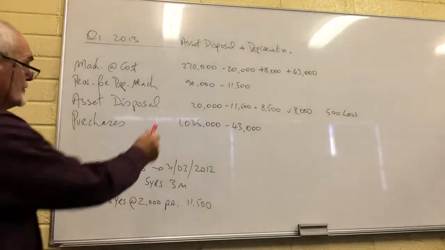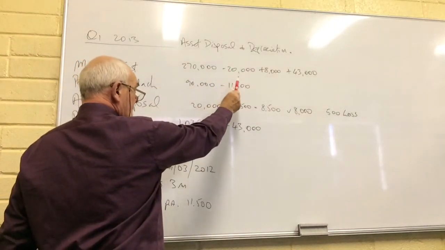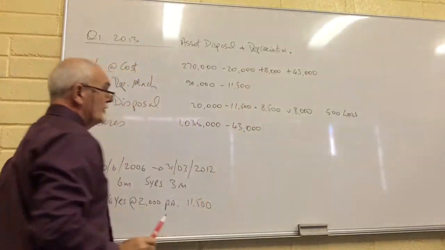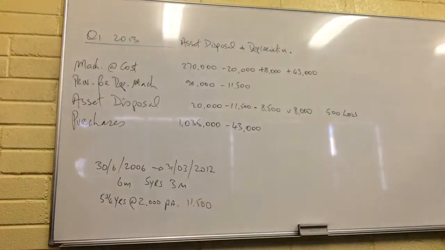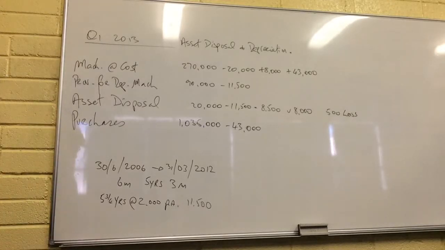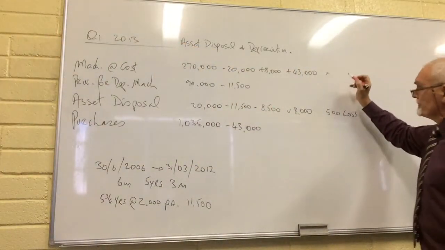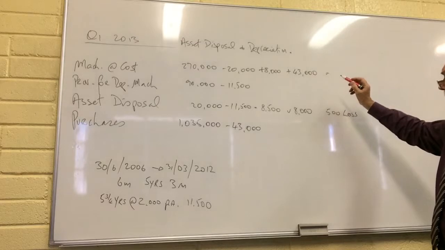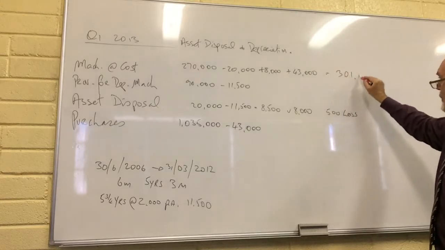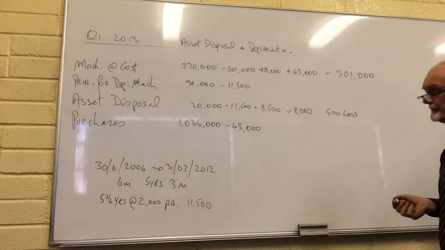You'll see now that we've reduced our machinery at cost by 20,000, which was the disposal, and we've added in 51,000, which is the cost of the new machinery. So we're up 31,000 in machinery, so our balance sheet figure should be 301,000. 301,000 will be the new figure for cost of machinery.